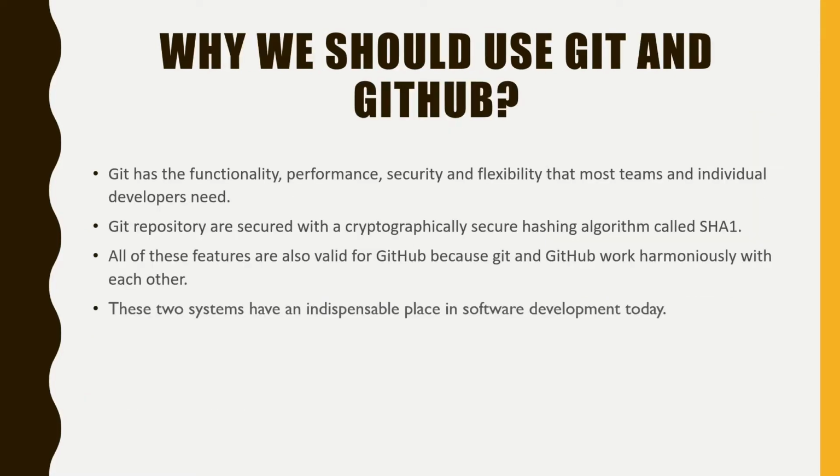Let's continue with why we should use Git and GitHub. The raw performance characteristics of Git are very strong when compared to many alternatives. Committing new changes, branching, merging, and comparing past versions are all optimized for performance.